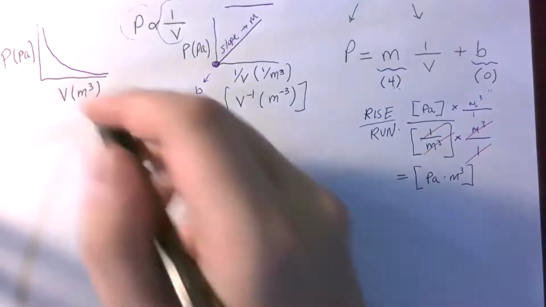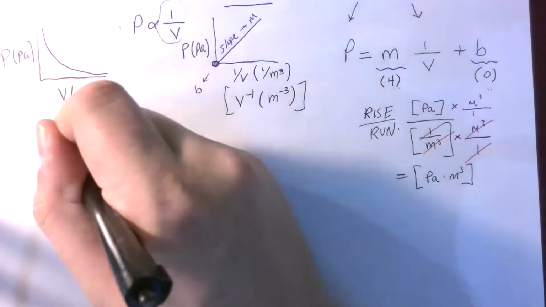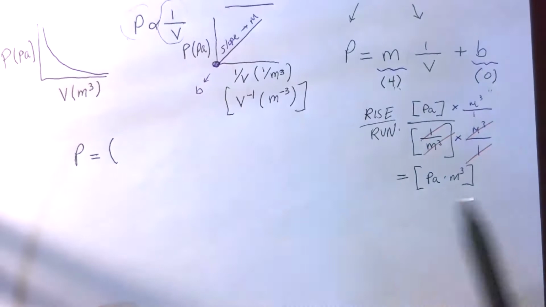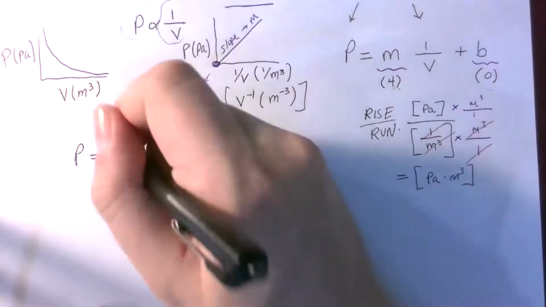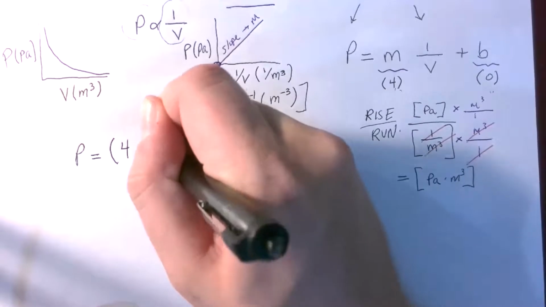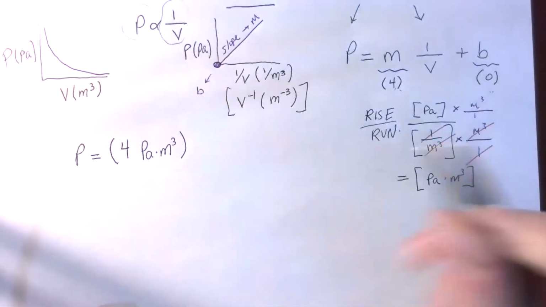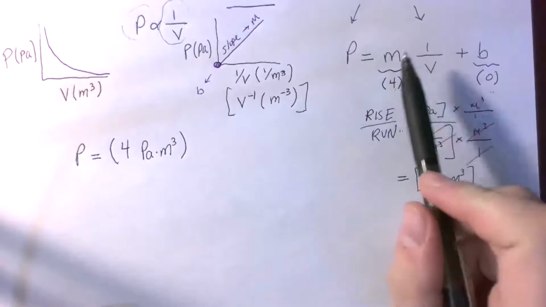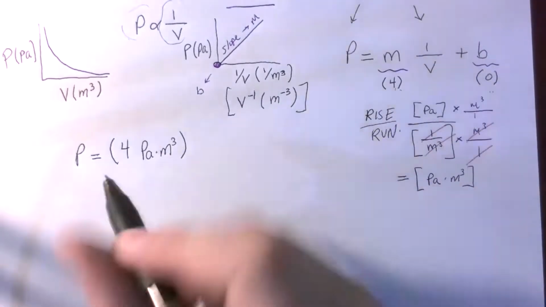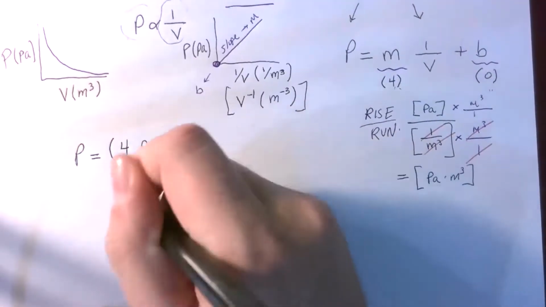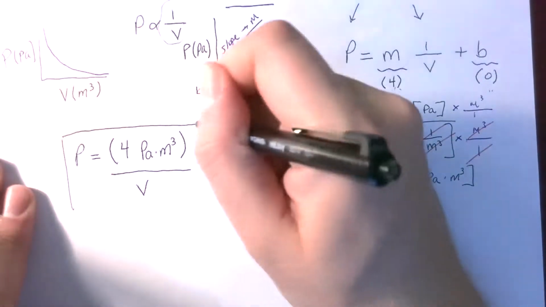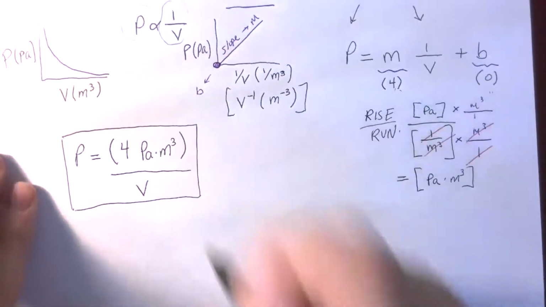And so that's the unit for our constant. So the final equation becomes P equals our COP, which is the value 4, and it has units of Pa meter cubed. And now I have the option to either say that times 1 or just write that and divide it by V. And so that is the equation for data set 1.